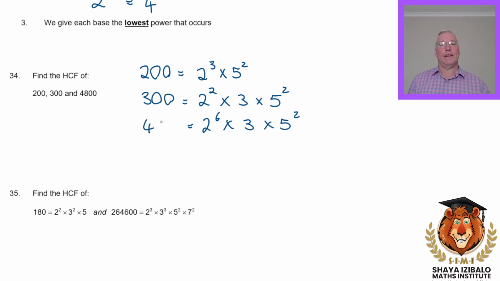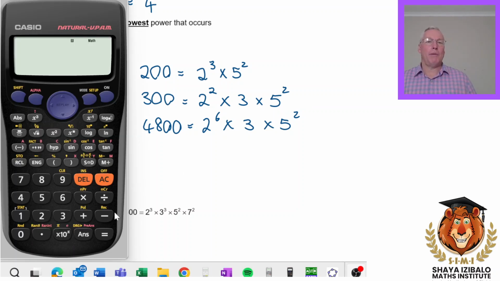That's 4,800. I'm going to pause and just check that on a calculator, just to remind you that that is possible. Remember what we do. If we're lucky enough to have one of these calculators with the fact button on it, we just press 4,800 equals, and then we go shift fact. And then we see it's 2 to the 6 times 3 times 5 squared.